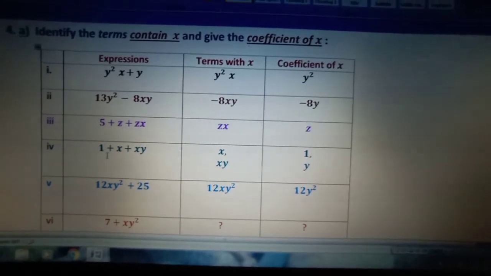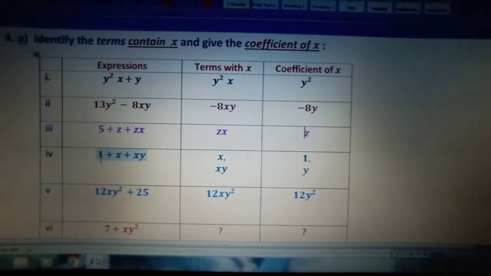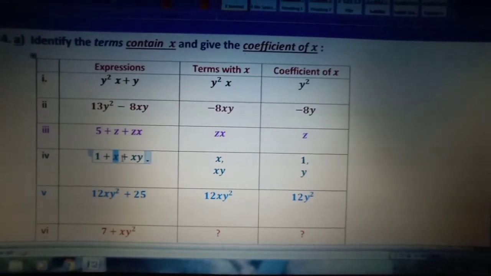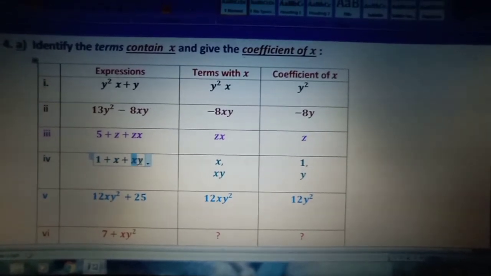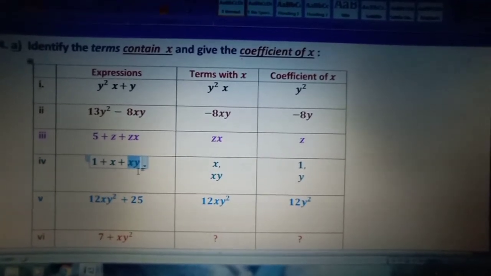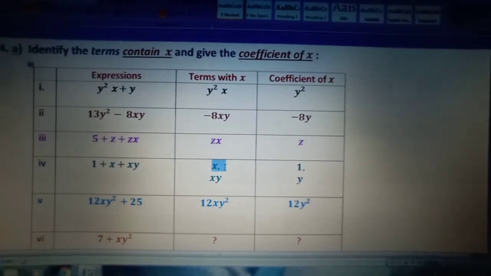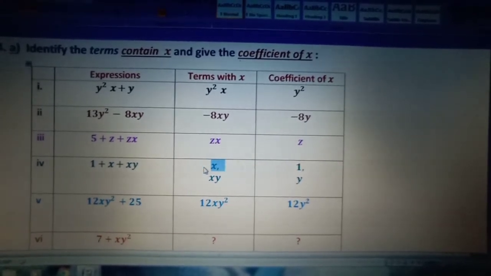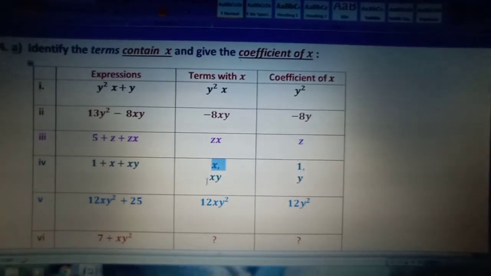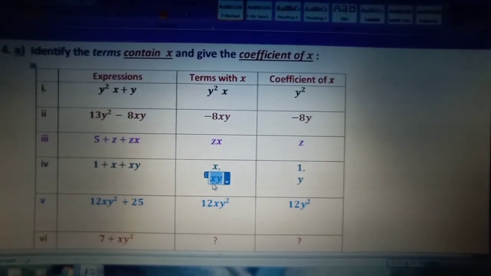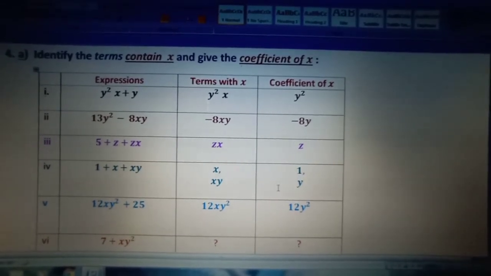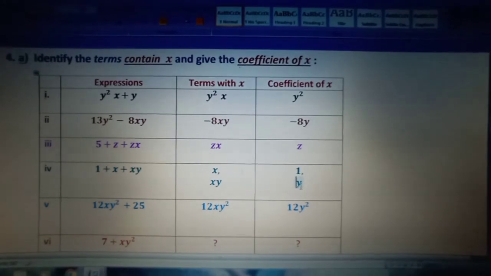Next, 1 plus x plus xy. Now, very clear, you will not mention the 1. You have to mention this x and this xy, because both the terms contain x. So you will mention x with the numerical value, the coefficient, which is 1. And here, only y. The coefficient of x here is y.